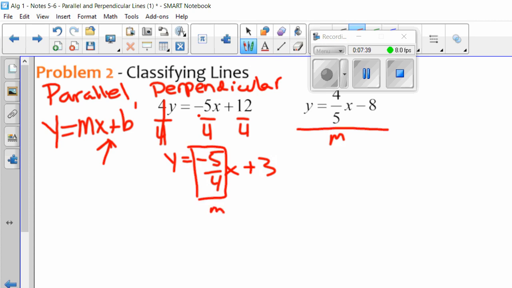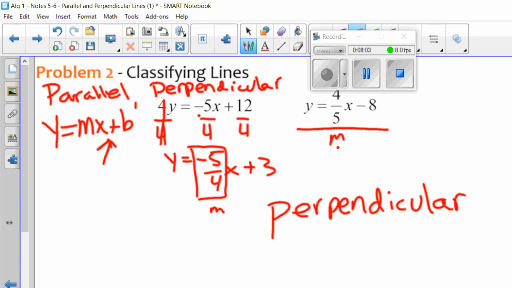We already identified my slope over here. I look at them. If they were parallel, they'd be the same. They're not the same. If they're perpendicular, they're the opposite reciprocal of each other. Did I flip it and change the sign? Yes, you did. So these are perpendicular. Just looking at the slopes, tell me what kind of lines I got, parallel or perpendicular. Okay, -5 over 4 is the opposite reciprocal of 4 over 5.